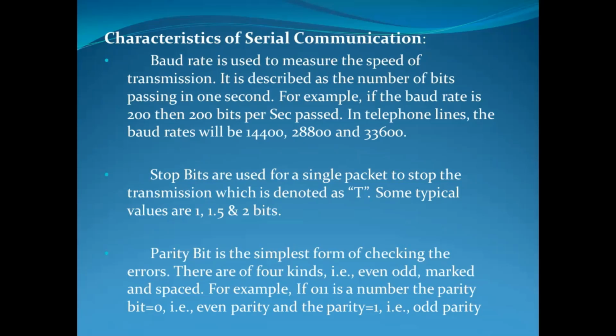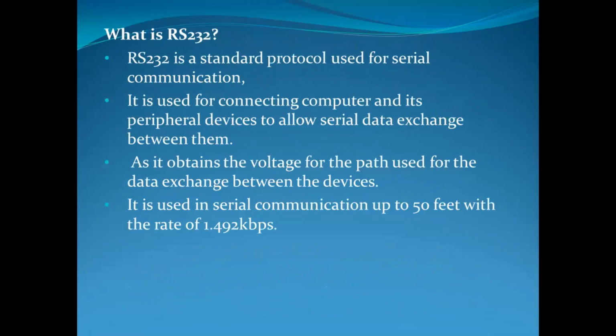Stop bits are used at the end of a packet to stop the transmission, and the typical values are 1, 1.5 and 2 bits. Parity is the simplest form of error checking. There are 4 kinds: even, odd, mark and space. For example, if 011 is the number, the parity bit is 1 for even parity and 0 for odd parity. Now we will see the next point.